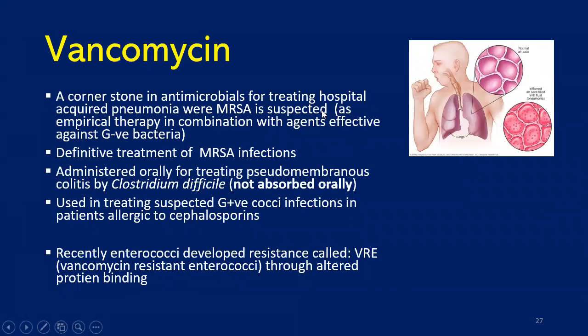Now, vancomycin is a cornerstone in treating many of the hospital infections, especially when MRSA is of consideration. So patients who develop pneumonia in hospital always need to be covered with vancomycin, just empirically. We're talking about empirical therapy, because we don't know if this patient is harboring MRSA or not. So we need to cover it initially till we get the results of the culture. Then we could de-escalate the therapy.